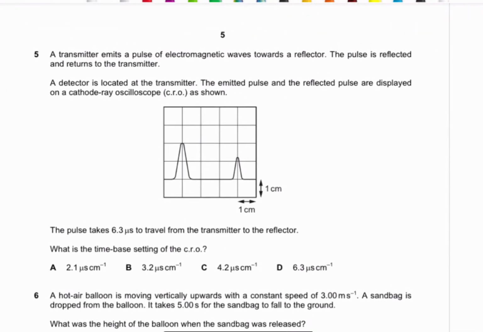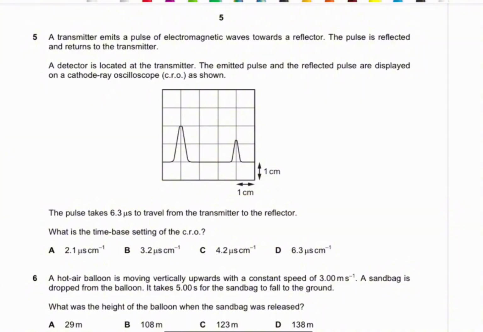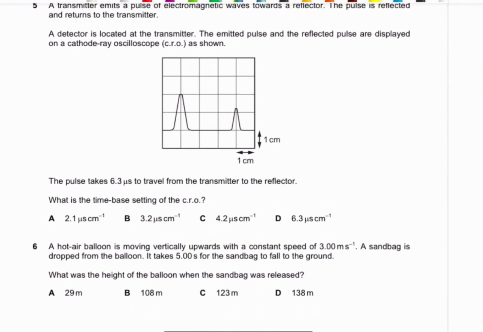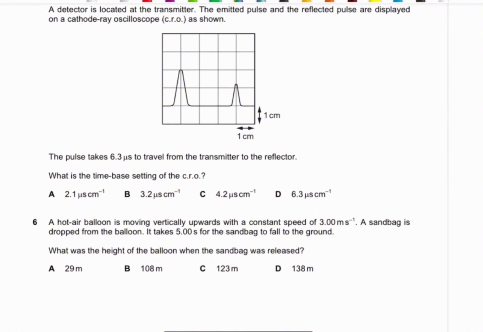Move on to question number 5. A transmitter emits a pulse of electromagnetic waves towards a reflector. The pulse is reflected and it returns back to the transmitter. A detector is located at the transmitter. The emitted pulse and the reflected pulse are displayed on a cathode ray oscilloscope. The pulse takes 6.3 microseconds to travel from the transmitter to the reflector. What is the time-base setting of the CRO?